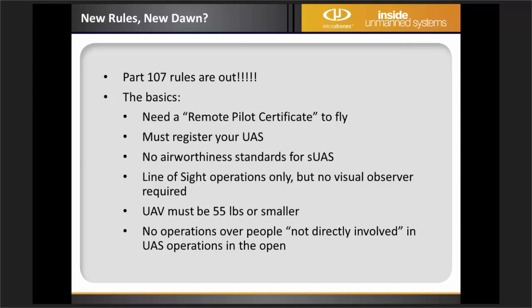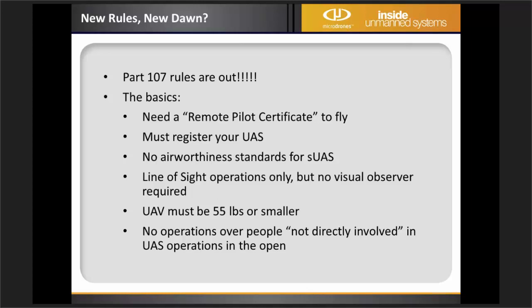We are restricted to line-of-sight operations, but at least we don't have to have a visual observer like we did under the old rules. We'll talk a lot more about line-of-sight later. UAVs must be under 55 pounds. I occasionally get questions about why 55 pounds. Believe it or not, that was the weight limit decided for model aircraft, and the FAA's kind of stuck with that, so there's no real research behind the 55-pound weight. That's not a magical limit. That's not going to hurt you if it falls on your head, obviously.